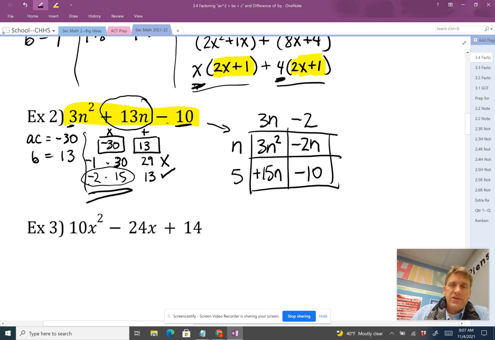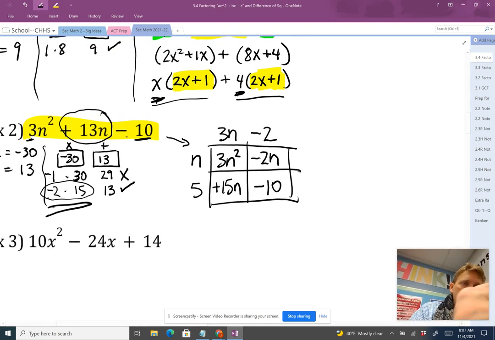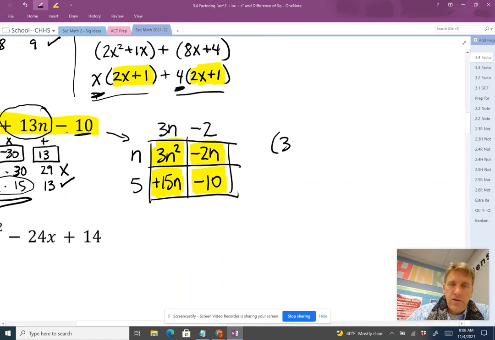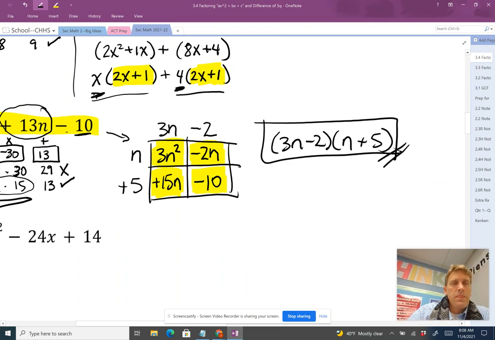So before I write the factors that I've got here, I want to make sure that they multiply out to give me what I need here. 3n times n is 3n squared. n times minus 2 is minus 2n. 3n times 5 is plus 15n. And 5 times a negative 2 is a negative 10. So it works, including with the signs. And I've checked. So now I know that my factors are 3n minus 2 times n plus 5. And that's factored.